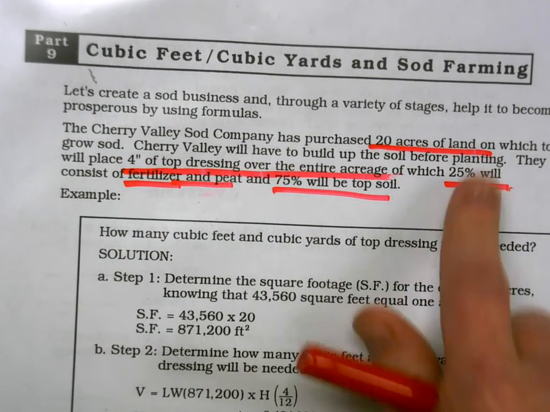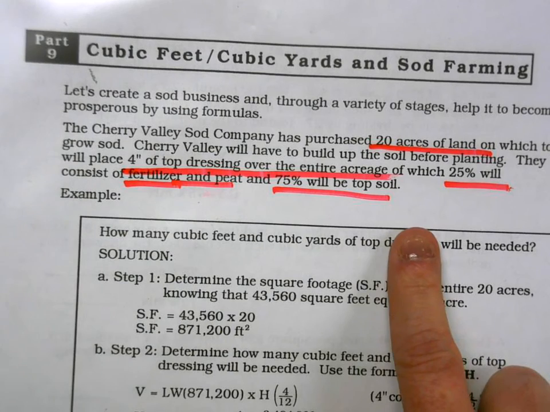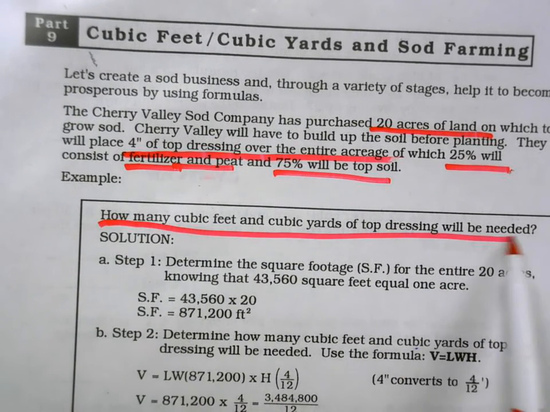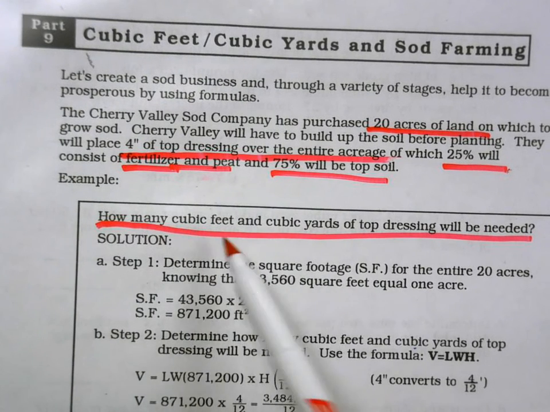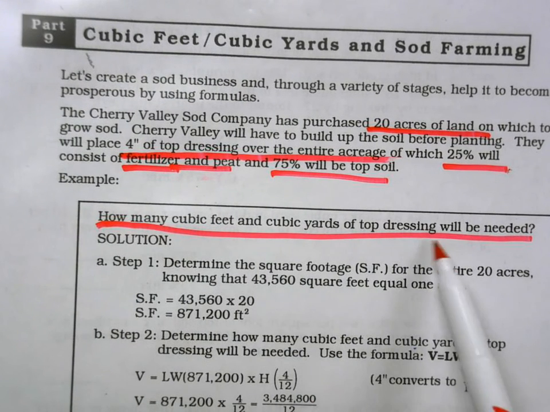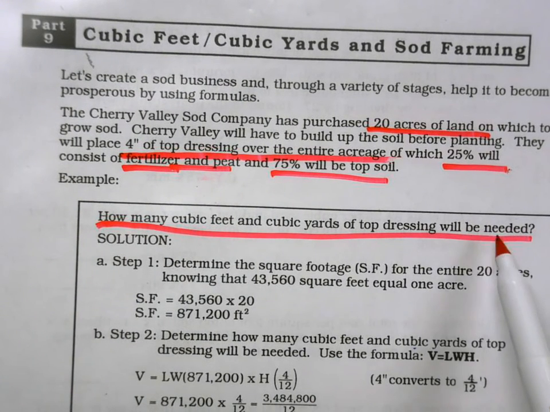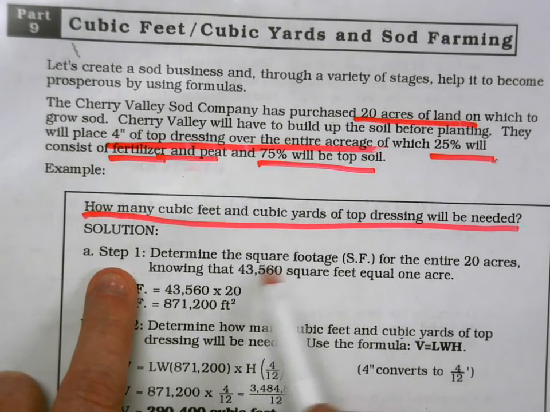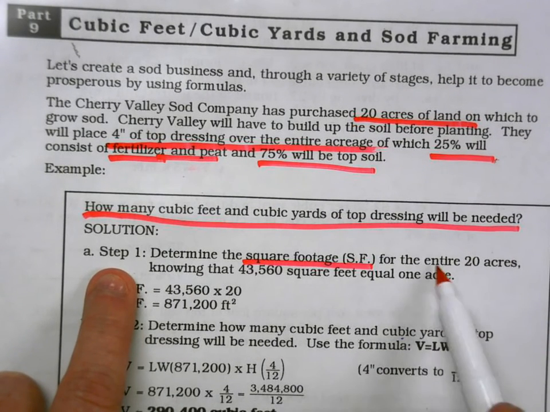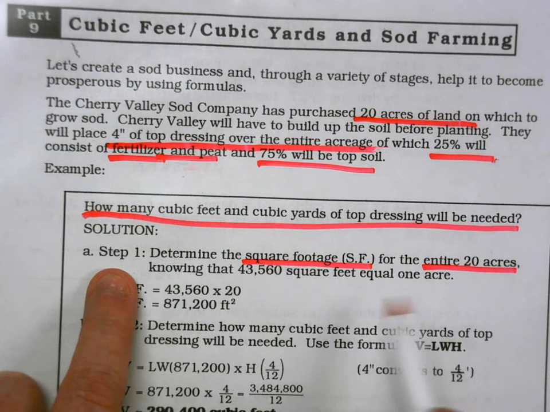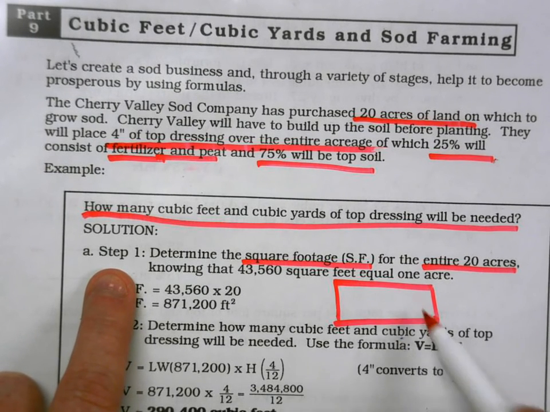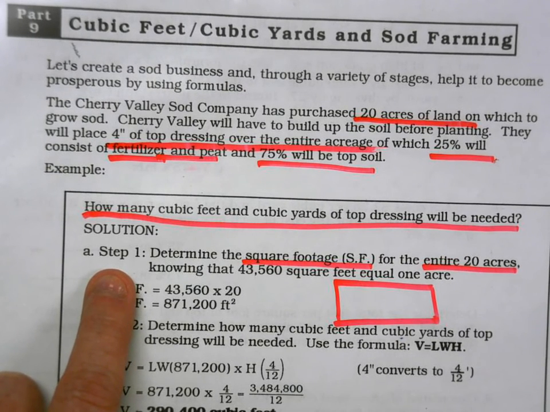So we'll talk about how to work with these percentages here in a little bit, but first we're going to answer this question. Okay? So we're going to talk about how they did this. How many cubic feet and cubic yards of top dressing will be needed? So the first step is to determine our square footage, okay, for the entire 20 acres. So we need to know all of the area that this 20 acres covers.